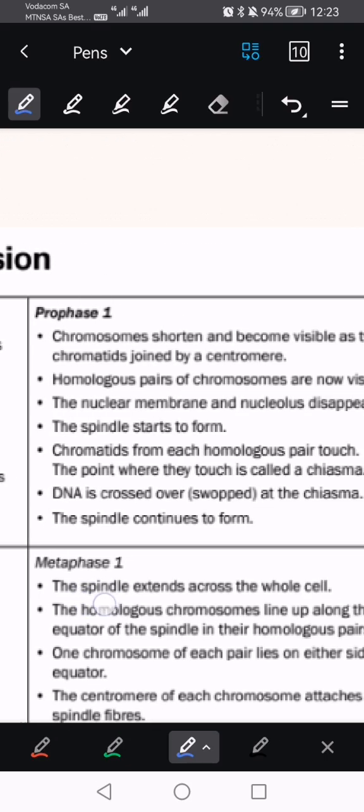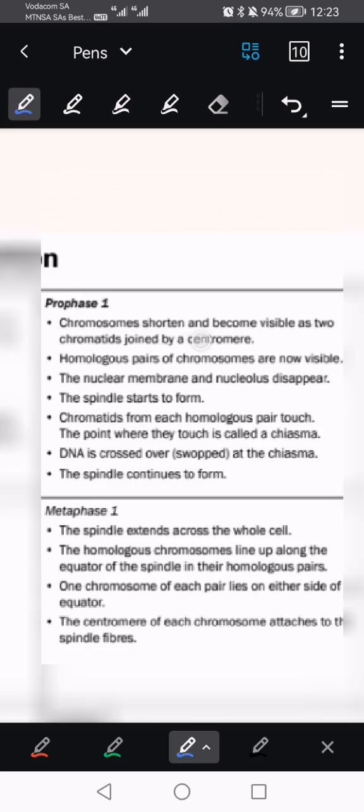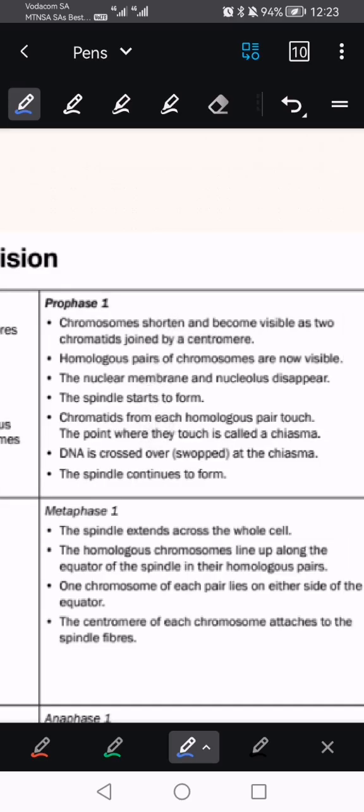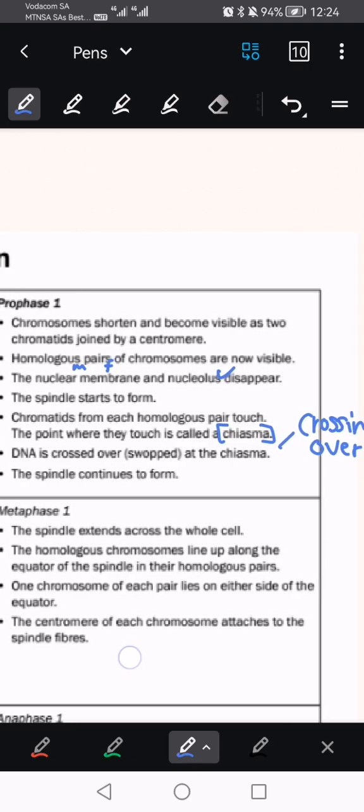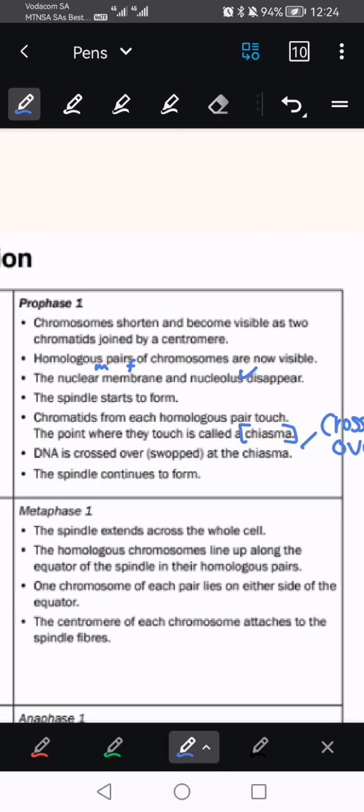But let's quickly look at the words. They say chromosomes shorten and become visible as 2 chromatids joined by the centromere. Homologous pairs of chromosomes are now visible. Homologous, one from mother, one from father. Nuclear membrane and nucleolus disappear, similar to mitosis. Spindle fibers begin to form. Chromatids of each homologous pair touch at the point of contact, and the point at which they touch is known as the diastema. DNA is crossed over at the diastema, and this process is known as crossing over. We're going to look at crossing over a little later.